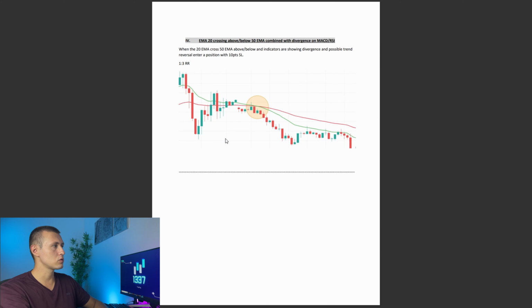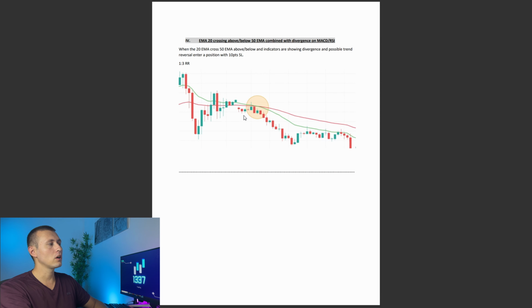And the next one is the EMA 20 crossing above or below the 50 EMA, combined with divergence on MACD or RSI. Basically, it's just the traditional MA crossing, like when the moving average of 20 crosses 50 to the downside or the upside. Let's say in this scenario, you will consider selling because it crossed to the downside.